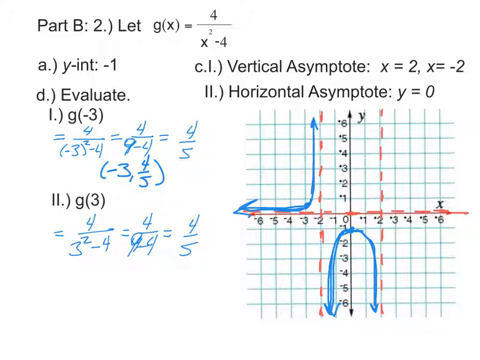For g of 3, we came up with the ordered pair being an x-coordinate of 3 and a y-coordinate of, again, 4/5. So over at x equals 3, we have this point at 4/5. And again, our graph is going to go through that point and then get closer to both asymptotes, that vertical one and this horizontal one. And there's a good sketch of the graph of g of x.